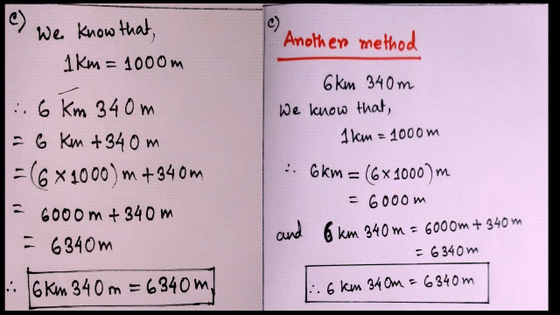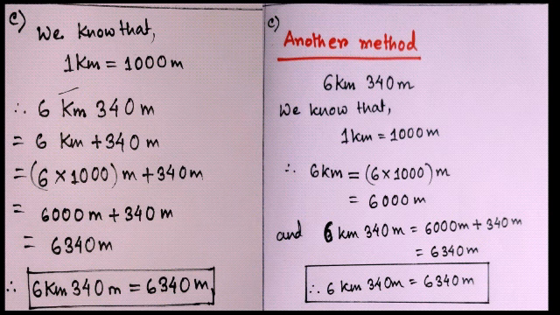But I prefer the first one, what I have shown here, and I have done all the sums in this method only. So if you want, you can use the second method also. So the first method, what I have done: the question is 6 km 340 meter, we have to convert it into meter. So here 2 units are involved. We have to convert it in meter, as in the question km is given. So we have to convert km to meter first.